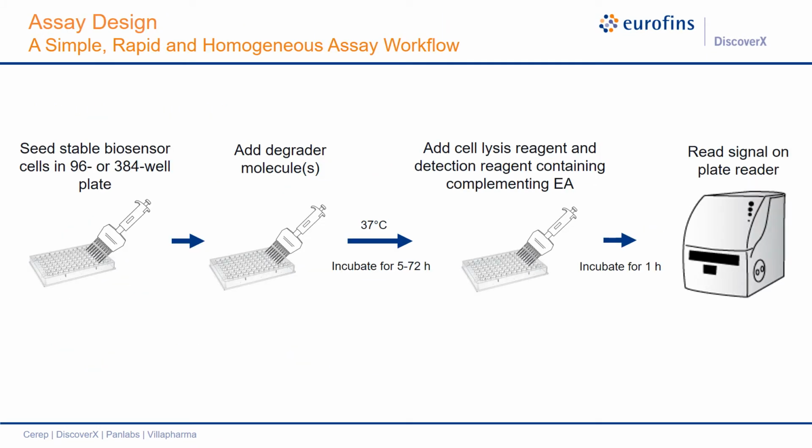Our assay workflow is simple and homogeneous. Sprinter cells are first seeded in 96- or 384-well plates. Degrader molecules are added and incubated for the desired hours. At the end of the incubation, lysis reagents and detection reagents are added to the same plate for EFC signal detection.